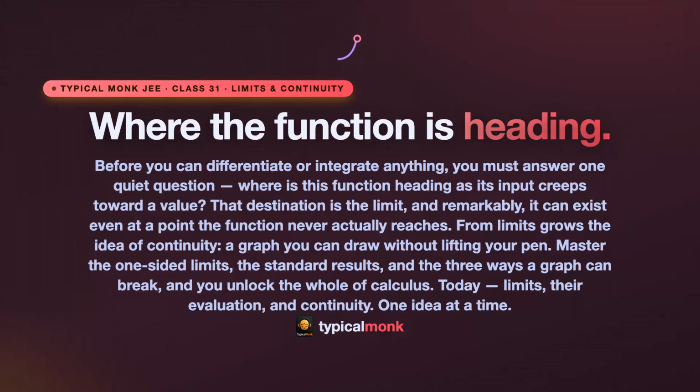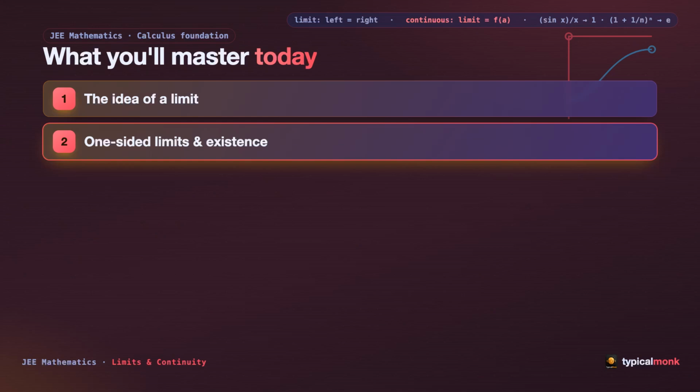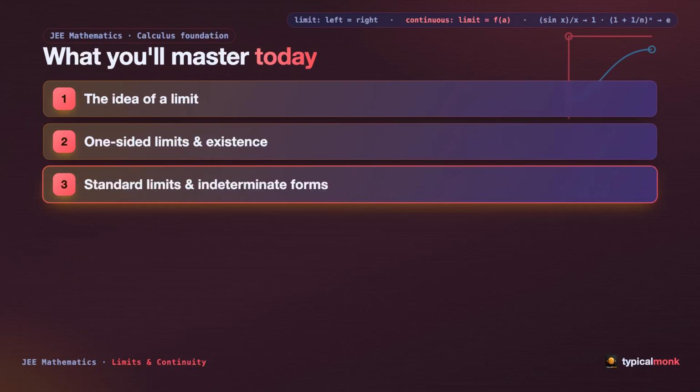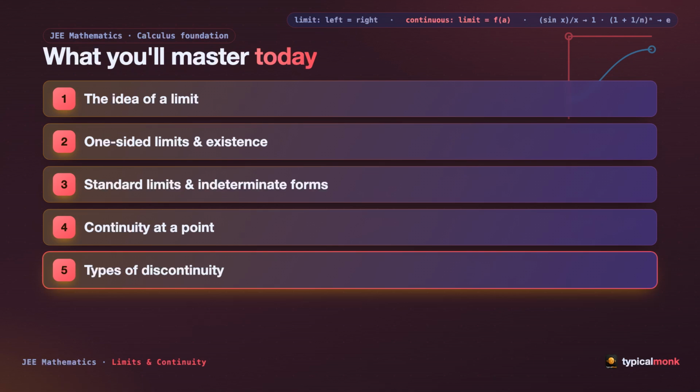One idea at a time. Here is what you will master today. First, the idea of a limit. Second, one-sided limits and existence. Third, standard limits and indeterminate forms. Fourth, continuity at a point. And fifth, the types of discontinuity, one idea at a time.